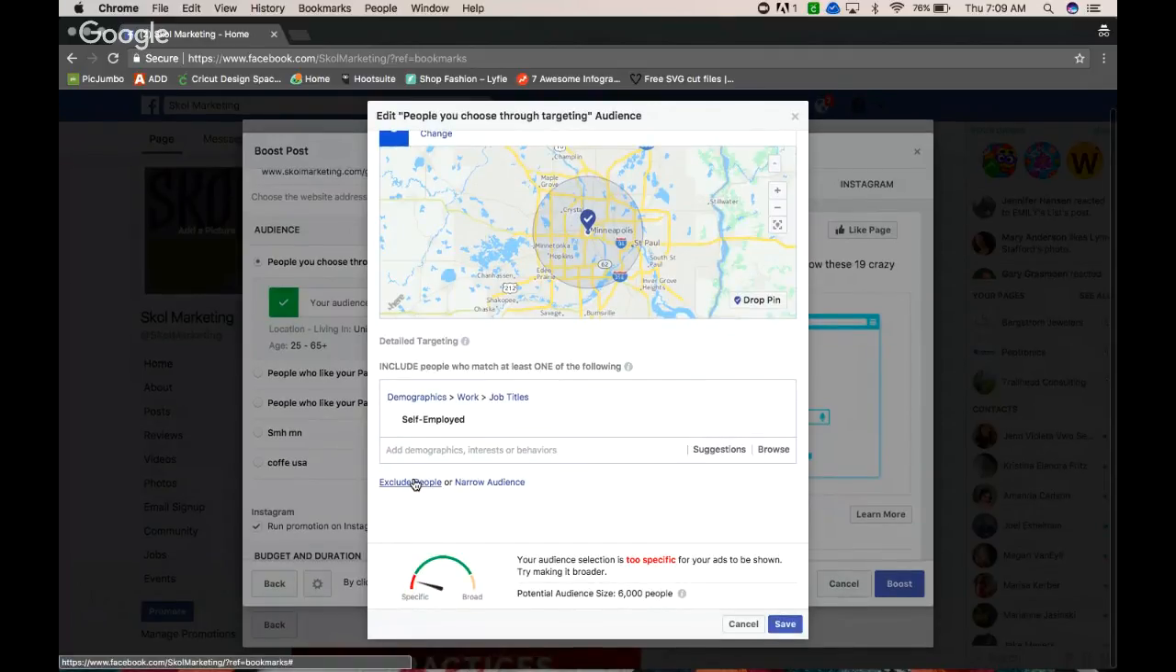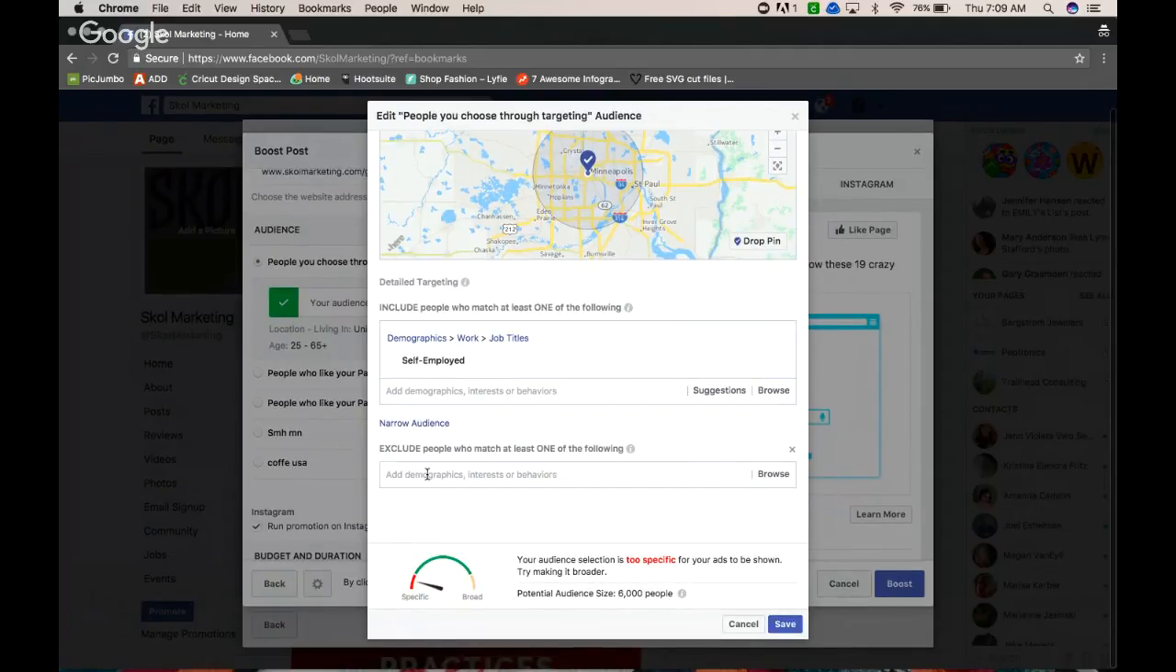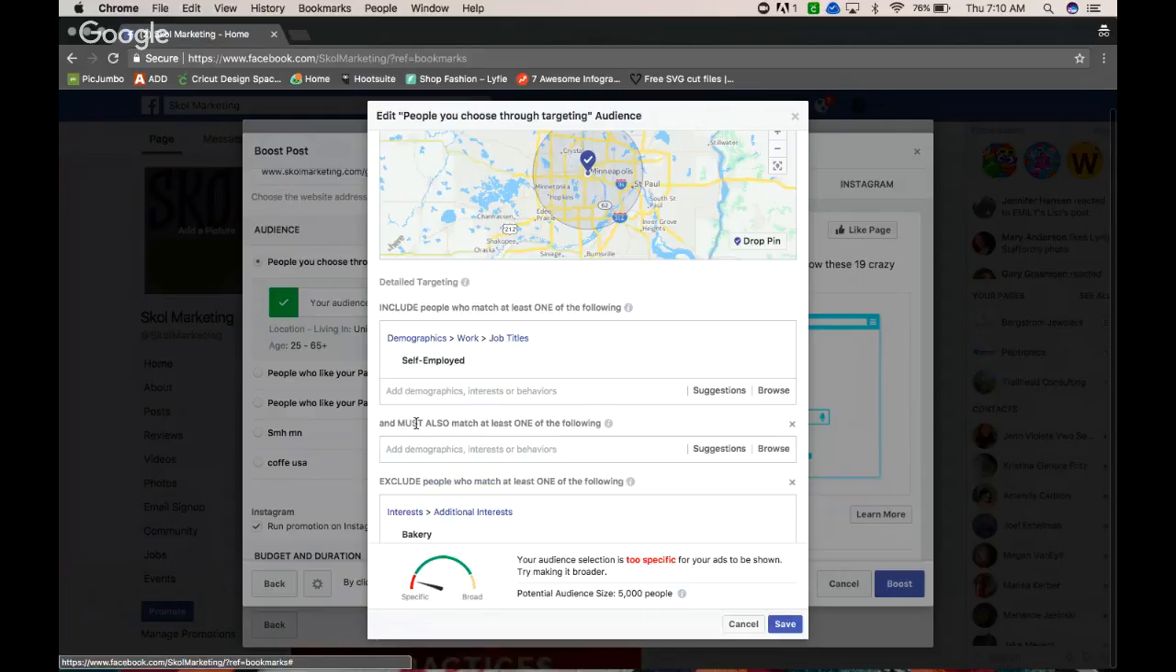We can also exclude people. So if there are certain areas that you actually want to exclude, we can look at that. Maybe it is self-employed, but maybe I don't want to go after, for whatever reason, bakeries. So I can go ahead and get rid of anybody that has the bakeries.